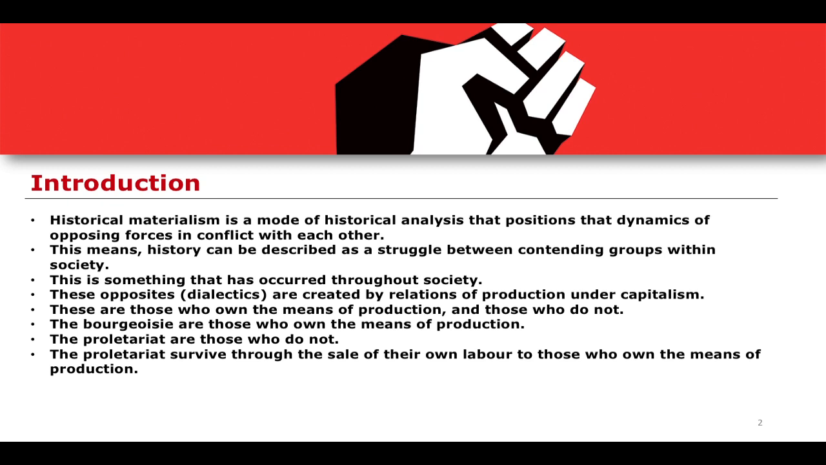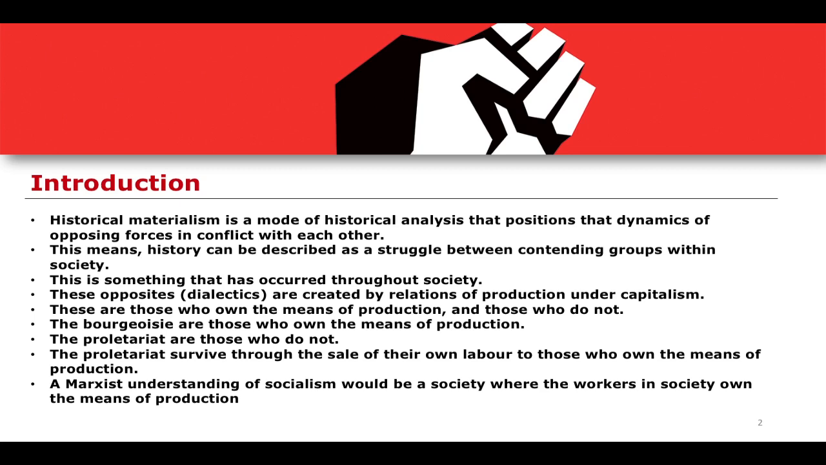The proletariat, like I said, survive through the sale of their own labor to those who own the other means of production. A Marxist understanding of socialism would be a society where workers owned the means of production. So rather than this sort of sale going on, which Marx actually believed to be quite a significant immorality, the sale of your own labor alienates you from your labor. It separates you from the fruits of your labor.